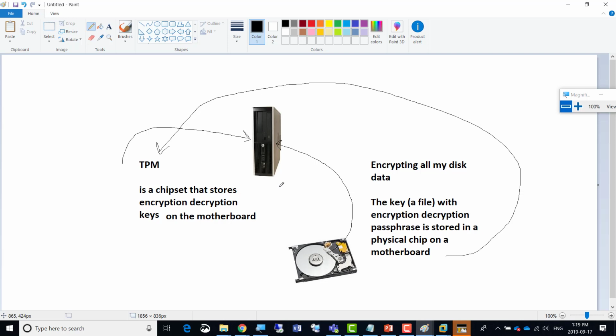But if something happens to the TPM, you can't decrypt any of your data after that? So you should have a backup somewhere else as well. If a hacker took away the hard disk, you would have the key, or the motherboard has the key. The motherboard's chipset has the key.